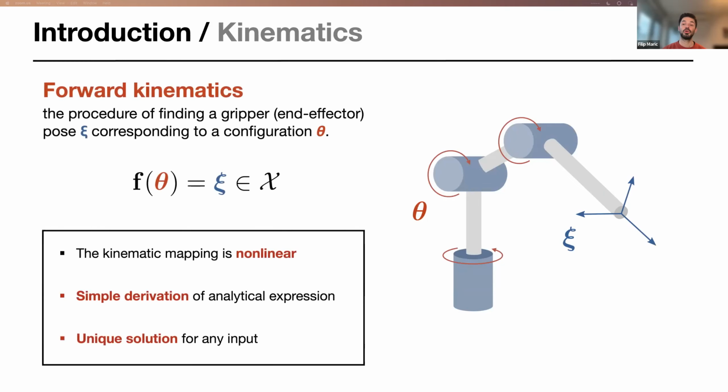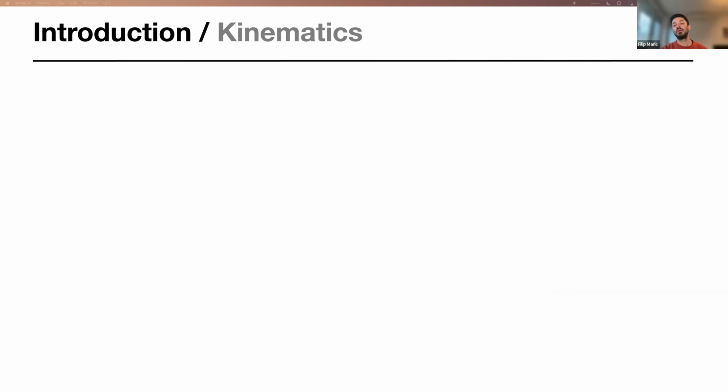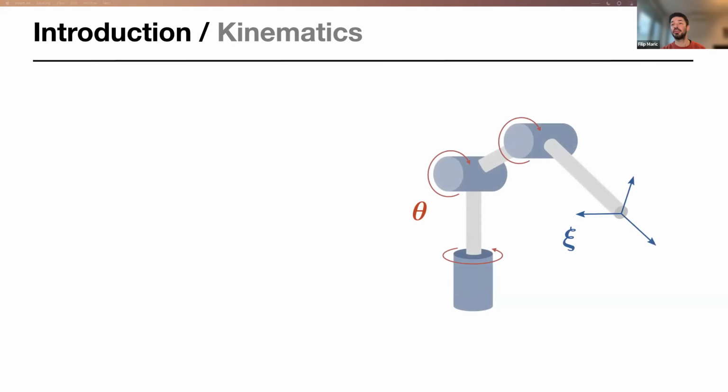This procedure is known as forward kinematics, and this forward kinematic mapping is generally nonlinear. However, it has a simple derivation of its analytical expression, and there exists a unique solution for any input into this mapping. However, applications such as reaching, grasping, and servoing that we usually think of when thinking of autonomous manipulation generally require us to find configurations that correspond to some desired end effector pose. And this procedure is known as inverse kinematics.